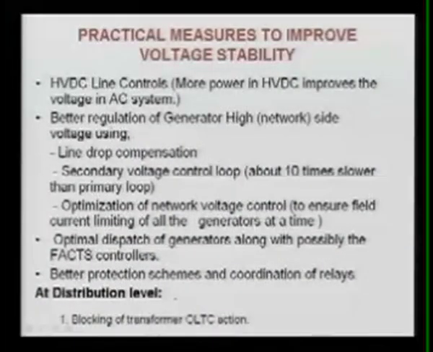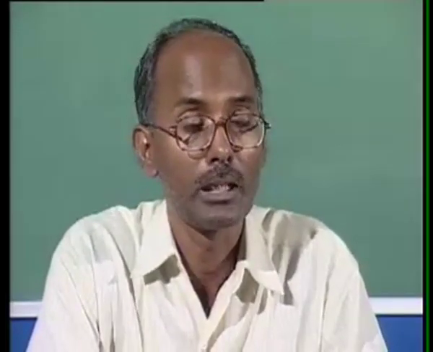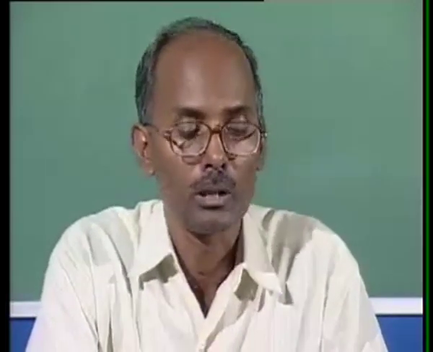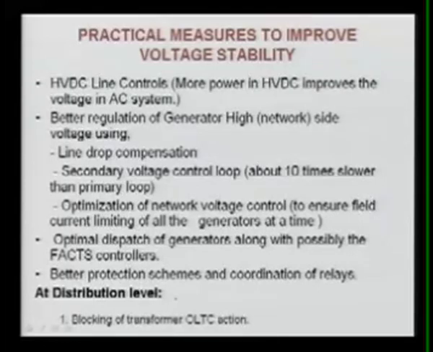Now HVDC line controls. If your system is having HVDC lines, as you know, in our UP we have one big HVDC line carrying more than 1500 megawatt power, and that is from Rihand to Dadri. It is plus minus 500 kV, that is a bipole operation. The main advantage of HVDC is that we can control power very efficiently. More power in HVDC improves the voltage in the AC system. If you are drawing more power over the DC line, your AC system will be relieved, and you can load more, and you can have more stability margin.